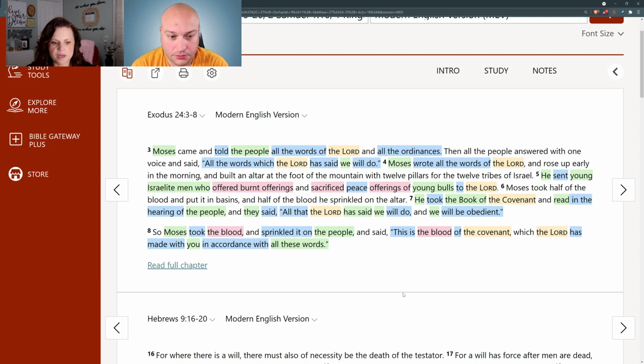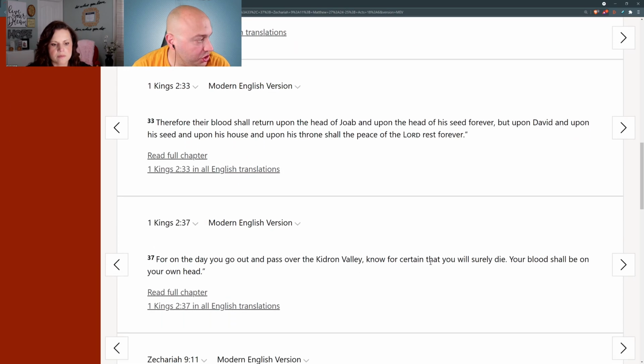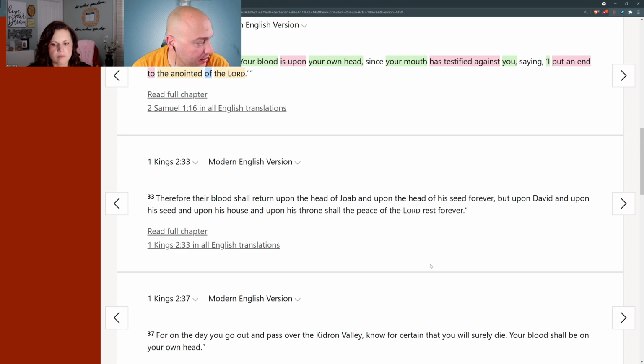Moses took half of the blood and put it in basins, and half of the blood he sprinkled on the altar. He took the book of the covenant and read in the hearing of the people, and they said, all that the Lord has said we will do, and we will be obedient. So Moses took the blood and sprinkled it on the people and said, this is the blood of the covenant, which the Lord has made with you in accordance with all these words. Okay. Here's one I want you to take a look at.